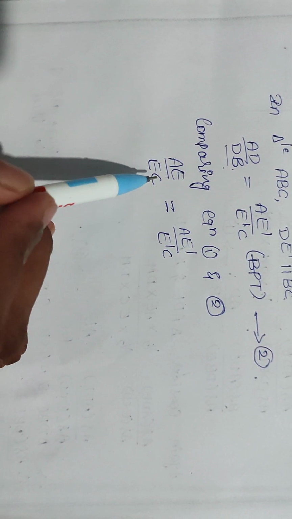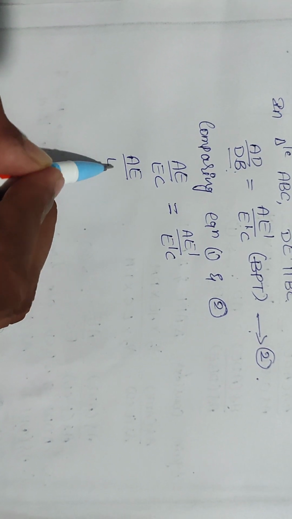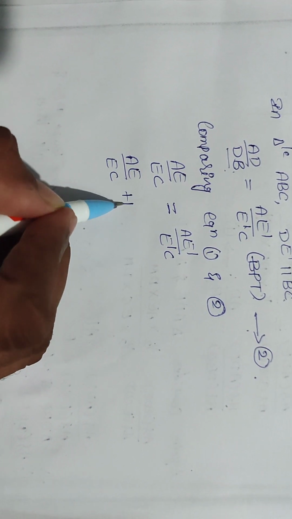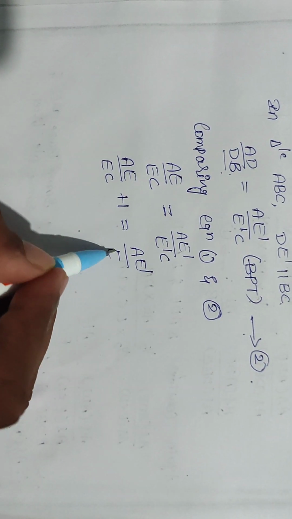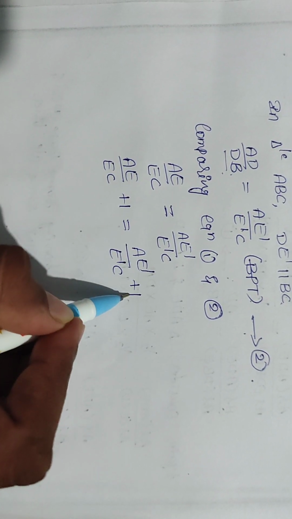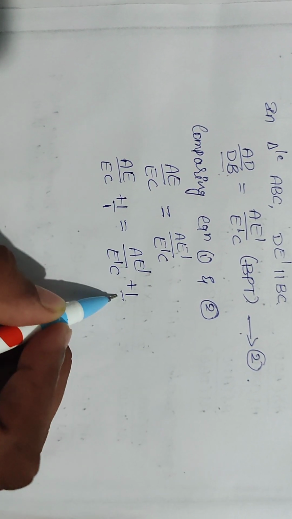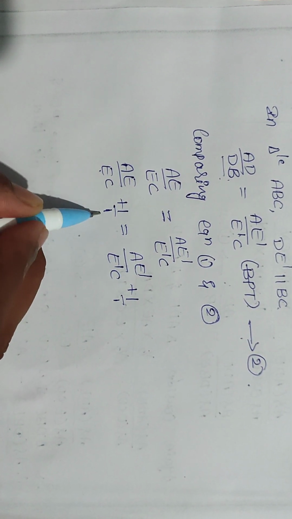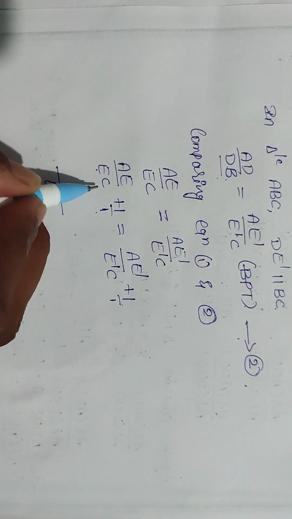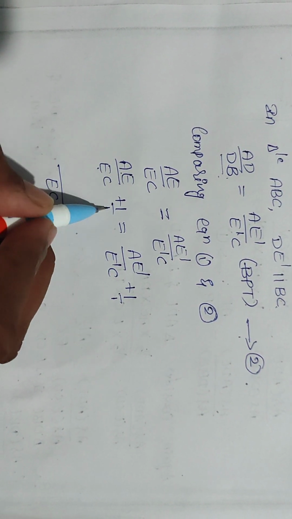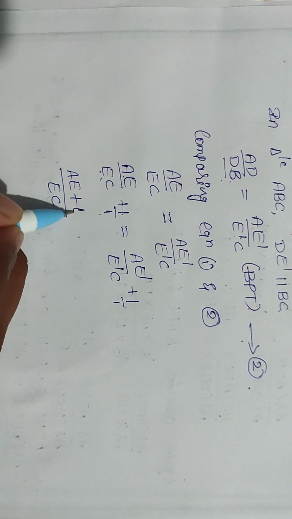For that, I have to add 1 on both sides. That is AE divided by EC plus 1 equals AE dash divided by E dash C plus 1. By taking the LCM, here 1 and here also 1. EC and 1, the LCM of those two is EC itself. Now by taking the LCM, I get 1 into AE is AE plus EC into 1 is EC.